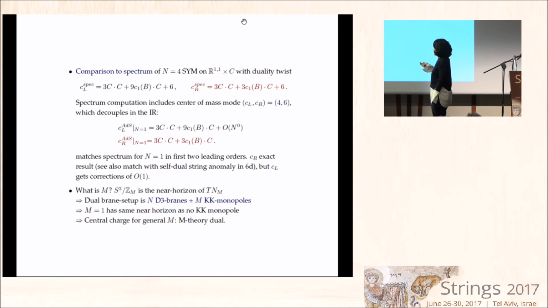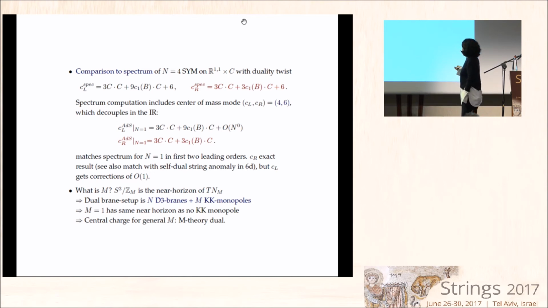Okay, so then there's this slight glitch that here we had to actually pick m equal to 1. So the dual brane setup, as I said, will be the 3-branes, but we also will have to have these additional KK monopoles. The m equal to 1 has the same near horizon as having no KK monopole. That's why m equal to 1 allows us to compare with the N=4 calculation, but it would be nice to actually generalize this to all values of m.